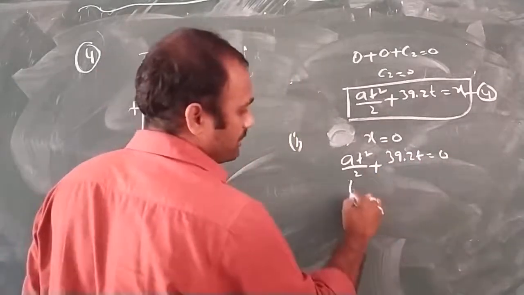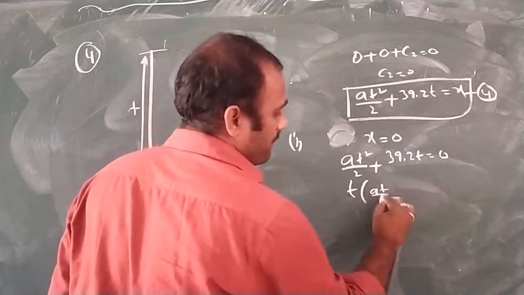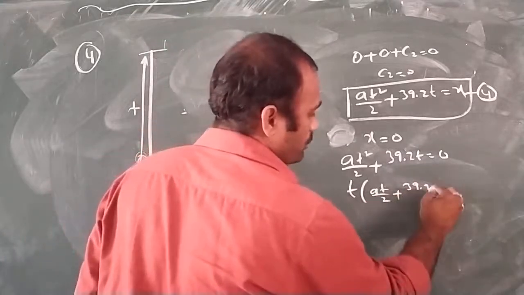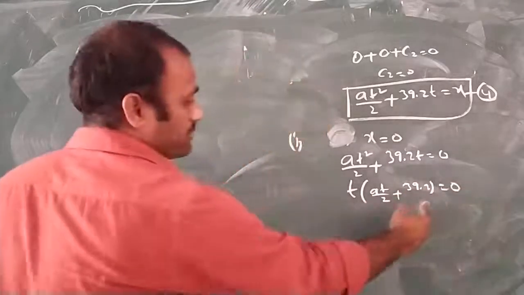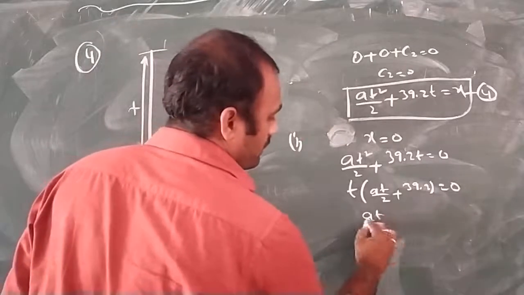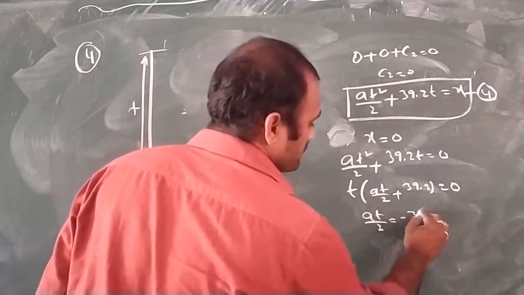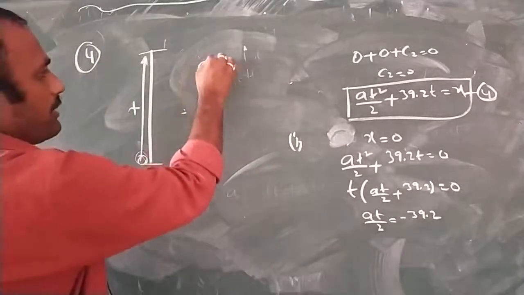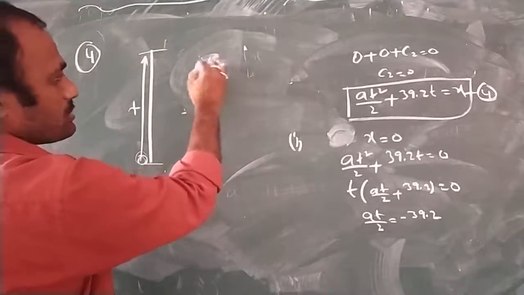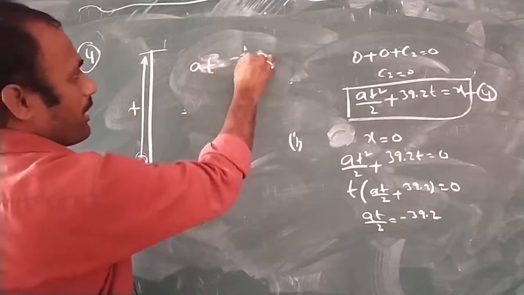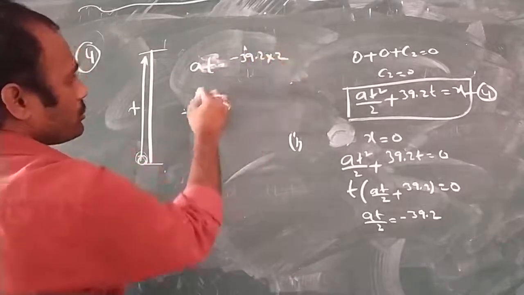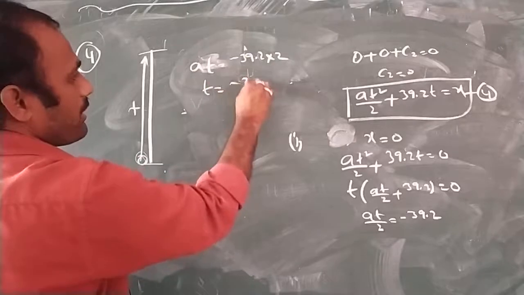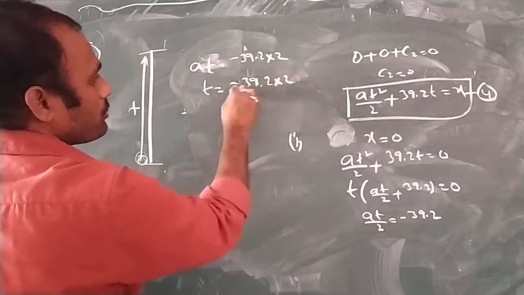What can I take common? t. So at by 2 plus 39.2 is equal to 0. So at by 2 is equal to minus 39.2. So at is equal to minus 39.2 into 2. Time is minus 39.2 into 2 by acceleration.